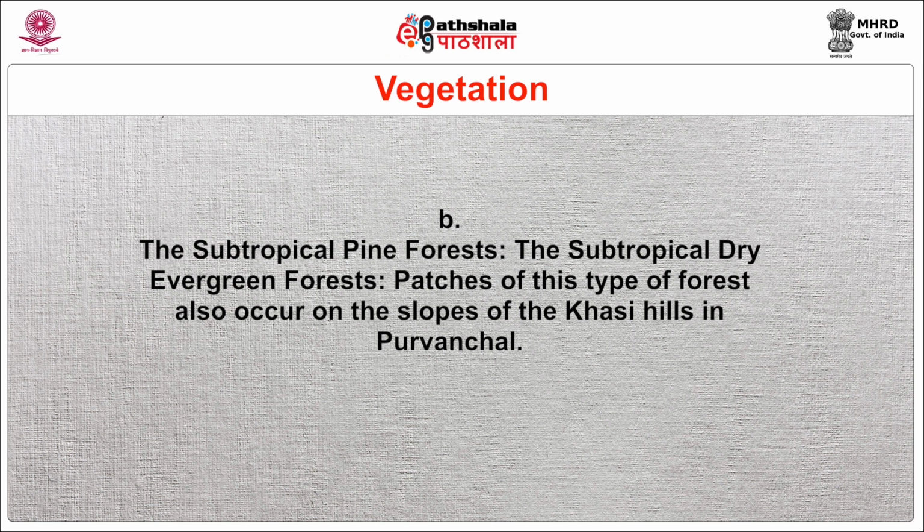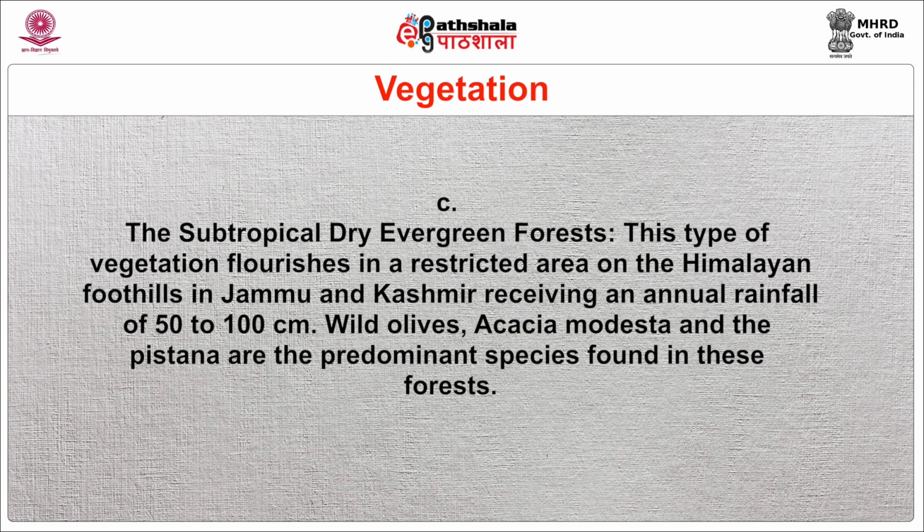The subtropical dry evergreen forest, patches of this type of forest also occur on the slopes of the Khasi hills in Purvanchal. Then comes the subtropical dry evergreen forest. This type of vegetation flourishes in a restricted area on the Himalayan foothills in Jammu and Kashmir, receiving an annual rainfall of about 15 to 100 centimeter. Wild olives, acacia modesta and pistacia are the predominant species found in these forests.